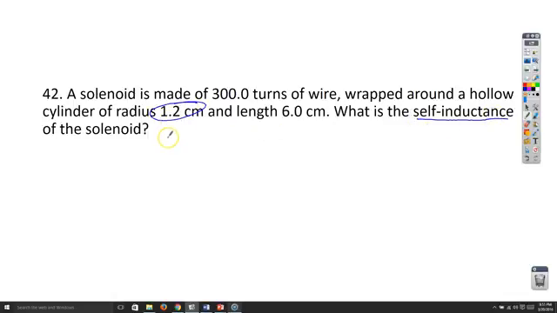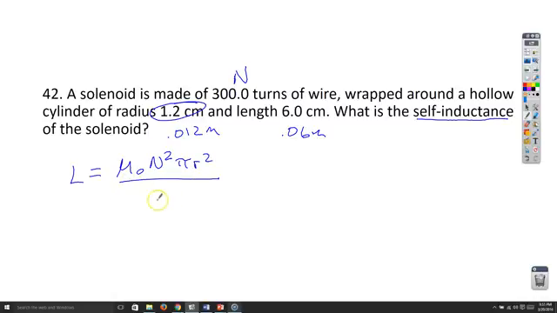So this needs to be 0.012 meters. This should be 0.06 meters. Our 300 turns would be capital N. And our equation here is the inductance is equal to the magnetic permeability times the number of turns squared times pi r squared, which is going to be the area, and that's all over the length.